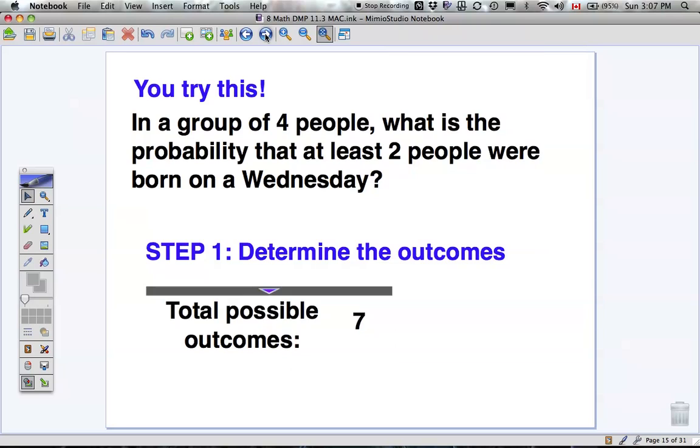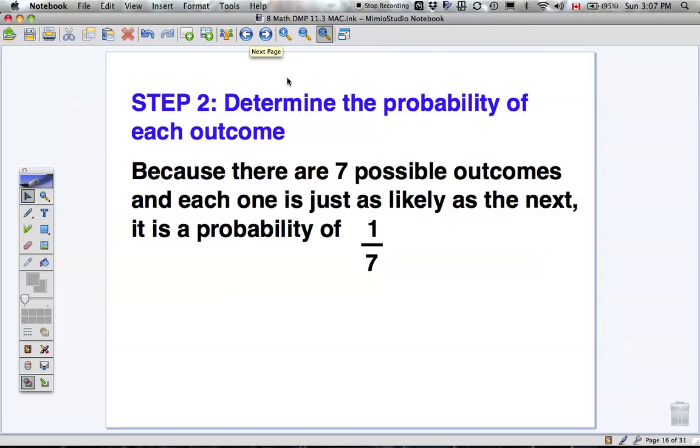What was step 2? Determine the probability of each outcome. Each outcome is just as likely as the next. It's not like more people are born on a Monday or a Sunday. So every single one of them has a 1 in 7 chance.